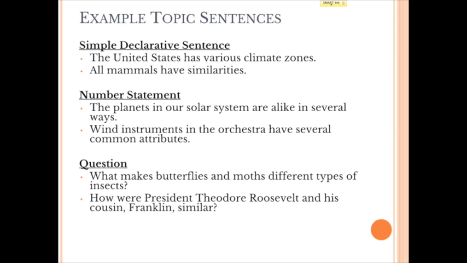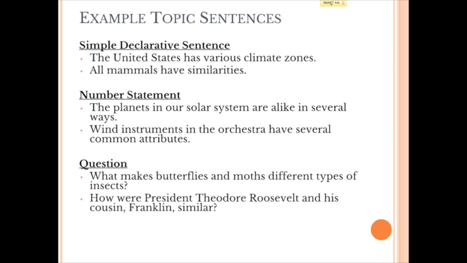All right, so some example topic sentences or thesis sentences, depending on if you're doing a single or multi-paragraph writing. Simple declarative is just where you're simply stating what it is you're going to be talking about. The United States has various climate zones, or all mammals have similarities. Number statement: the planets in our solar system are alike in several ways. So number statement is different in that you're giving either words like several, or you're giving a physical number, like the planets in our solar system are alike in 5 different ways, right? So you're giving an actual number.